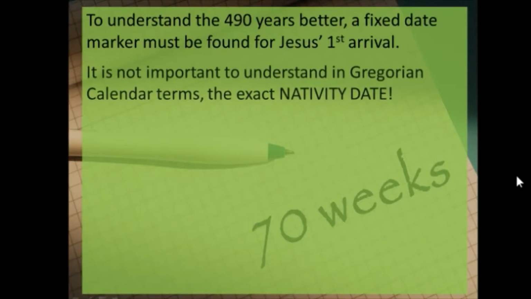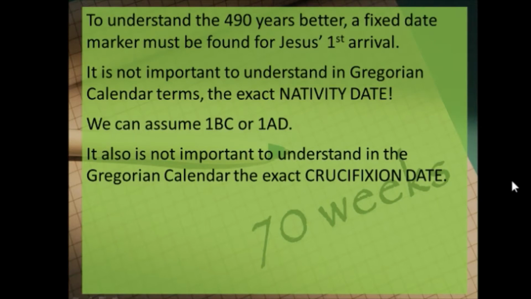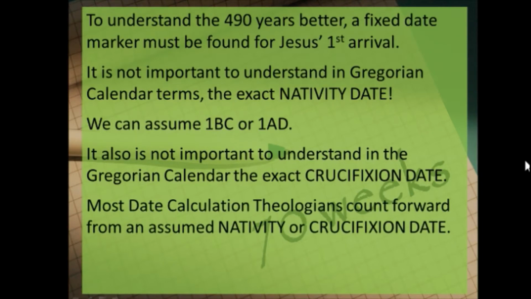So we've got the fixed marker date. It's not really important to understand the nativity date when Jesus was born. When you say nativity date, do you mean 1 BC or 1 AD? Because year 0 is not a year. You have to keep that in mind when you're doing calculations. And it's also not really all that important to establish the crucifixion date, although we are going to use the April 3rd date for determining some things in the Daniel week prophecy.